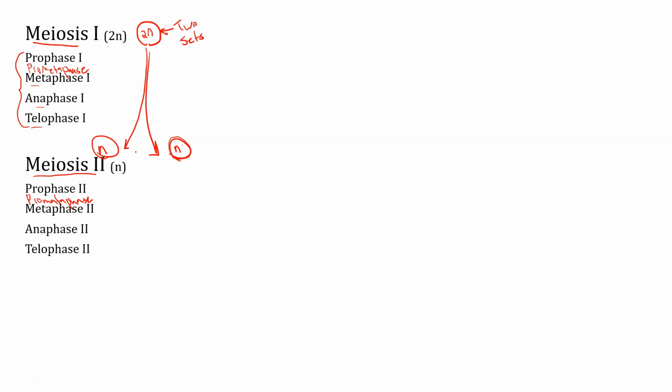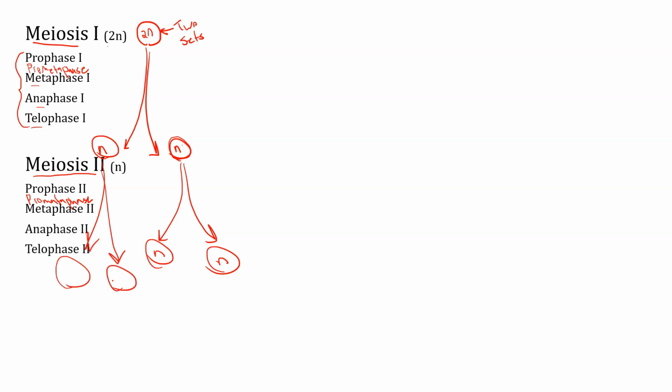Then in turn, each of these daughter cells will undergo a division to create two new cells, which are also haploid. So altogether, this process yields 4 cells, and they're all haploid. You start with a diploid cell, and you end up with haploid cells.